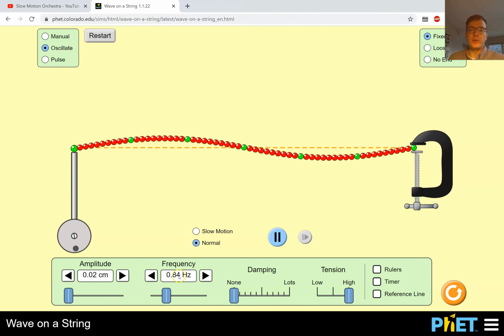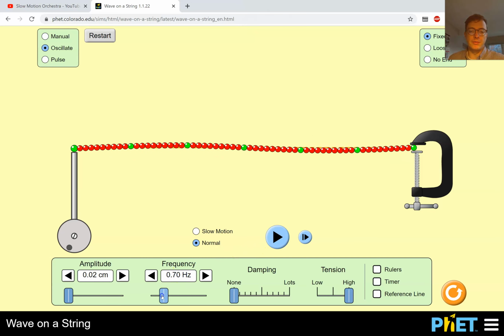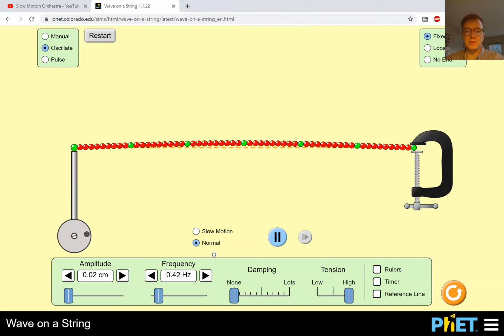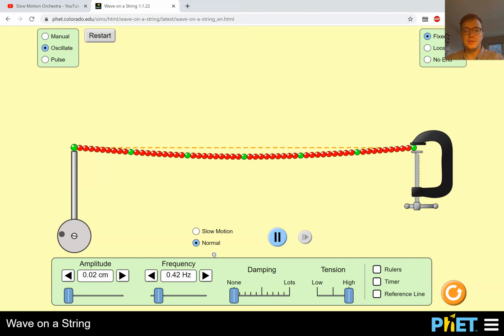Hopefully you can see, what if I want n equals 1? I should just divide this in half. So n equals 1 would be 0.43. 0.42. So if I let this go, it's a little bit slower, but starting to happen. You can start seeing this is the n equals 1 harmonic, where I have one antinode and then 2 nodes at the ends.